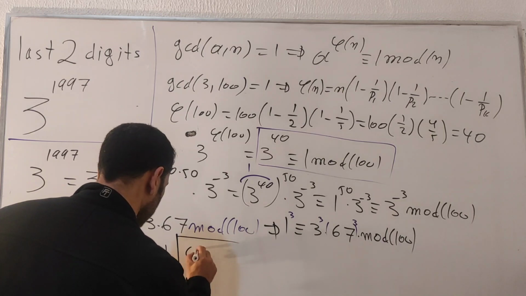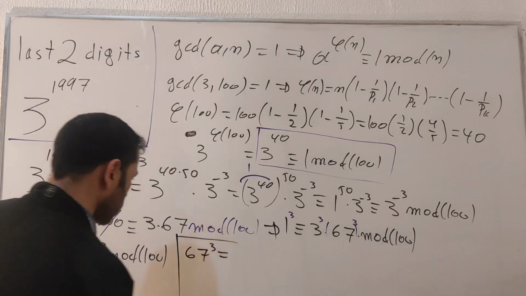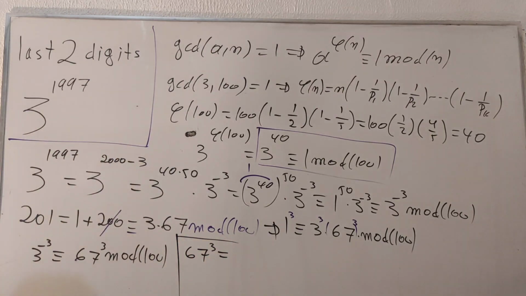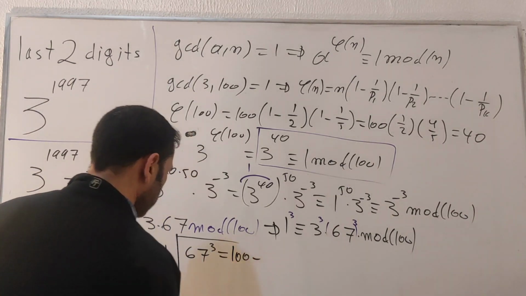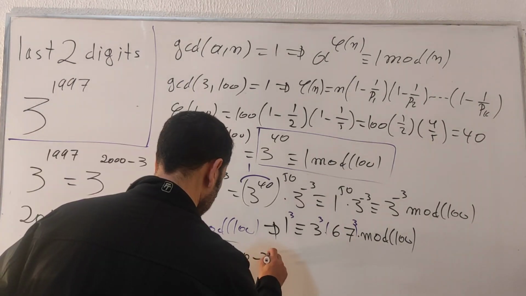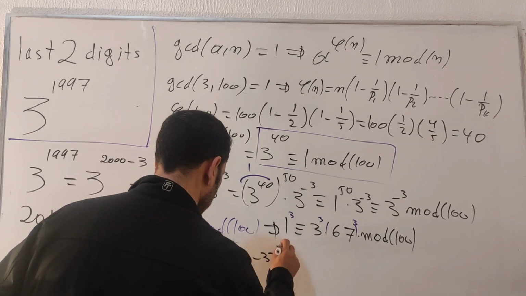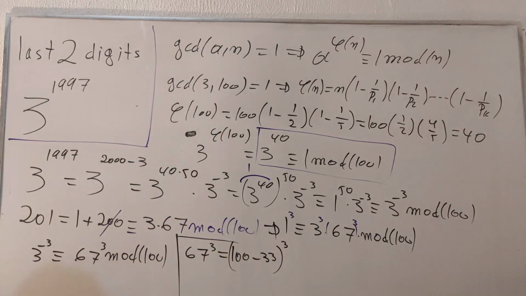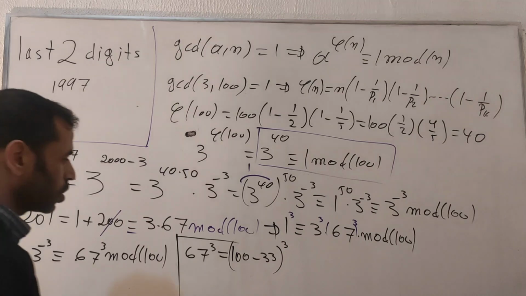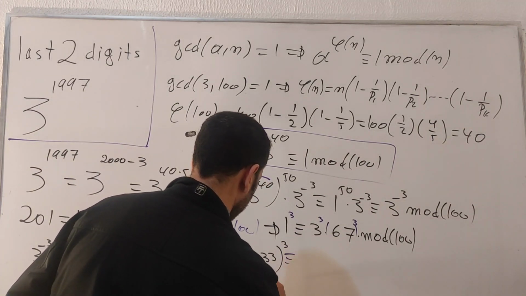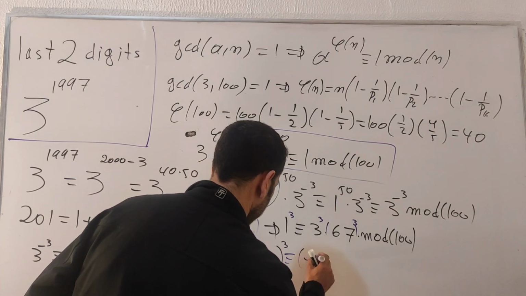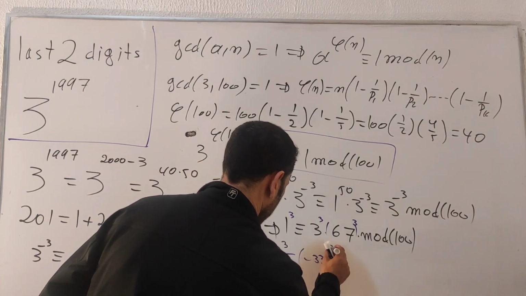We know 67 cubed equals (100 minus 33) all raised to the exponent 3. If I reduce this to mod 100, the 100 becomes 0, and I will be left with (minus 33) all to the cube.